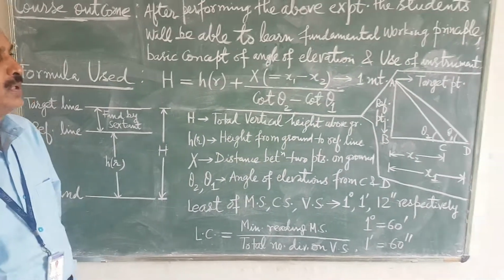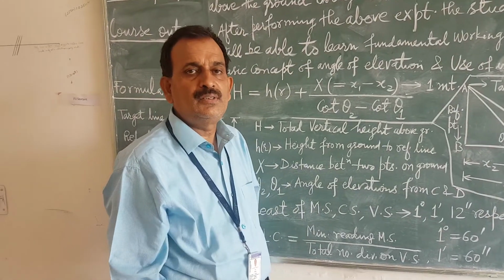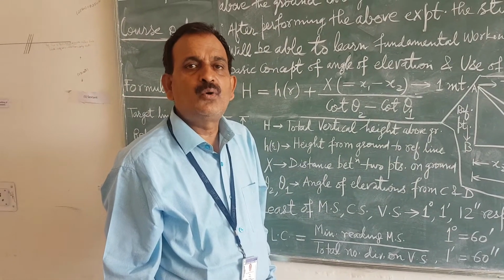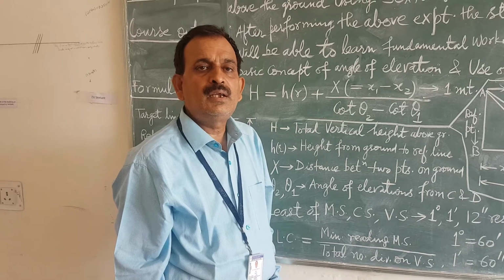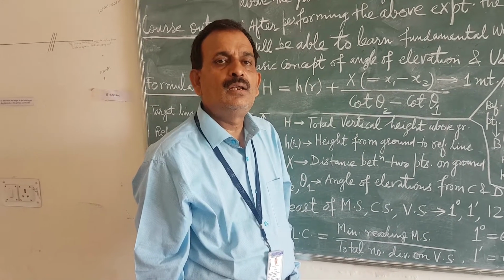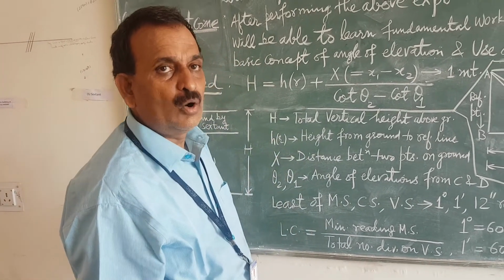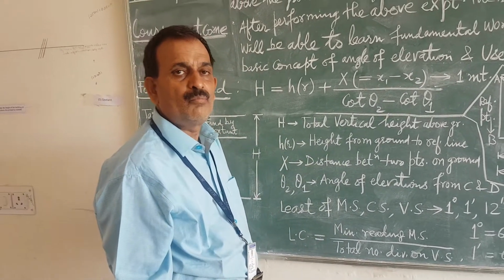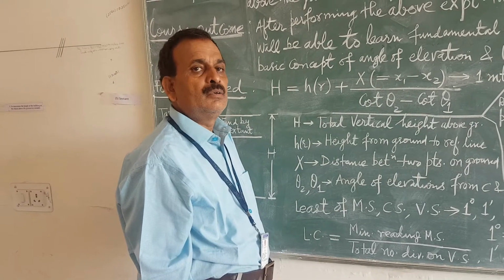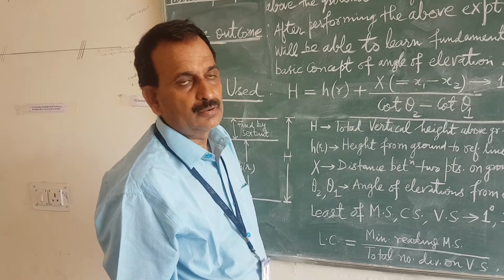The fundamental working principle of the sextant is keeping the angle of incidence constant. If we are rotating the mirror by an angle theta, then the reflected ray is turned by the angle 2 theta. What is the special feature of the sextant? Without touching the lines or object, by measuring the angle of elevations, we can find out the vertical height.